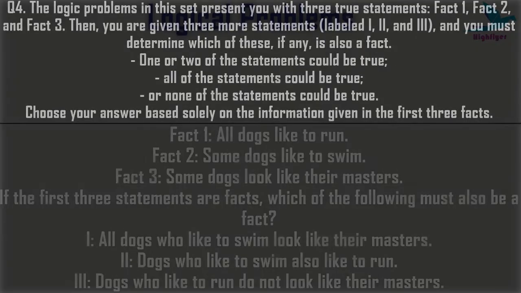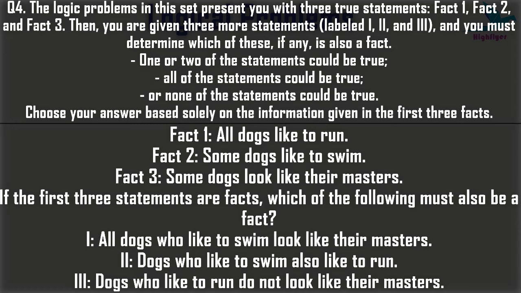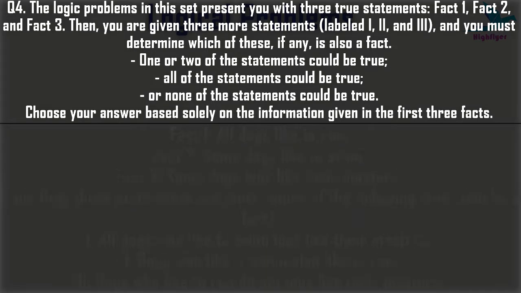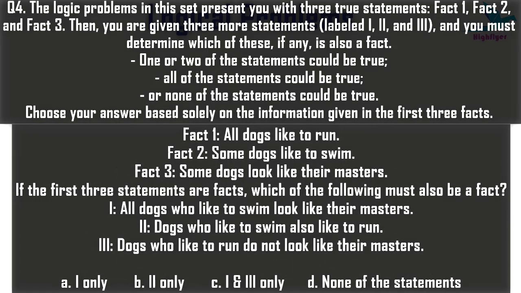Now here the first fact is all dogs like to run. Second fact is some dogs like to swim. And the third fact is some dogs look like their masters. If the 3 statements are fact, which of the following statements must also be a fact? 1. All dogs who like to swim look like their masters. Second, dogs who like to swim also like to run. And third, dogs who like to run do not look like their masters. The options are 1 only, 2 only, 2 and 3 only, none of the statements is a known fact. The right option is option B, 2 only.